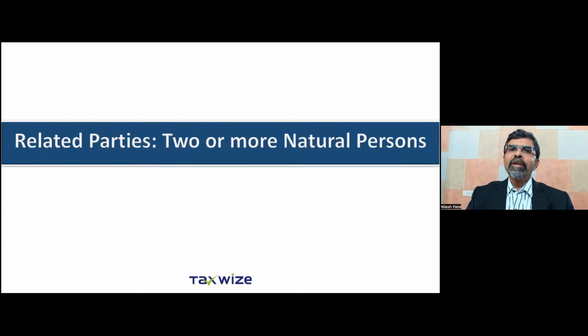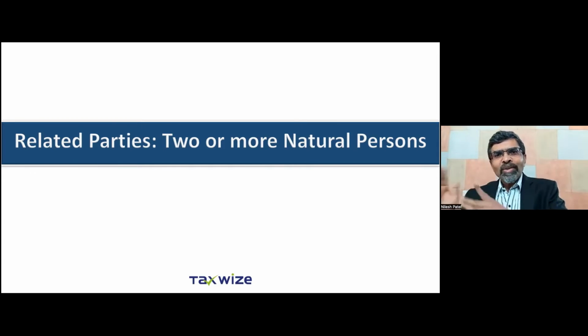There are mainly three types of related parties. The first type is two or more natural persons or individuals, human beings. The second type is a natural person related to a juridical person like a company, partnership, or joint venture. The third type of related parties is a juridical person to another juridical person.